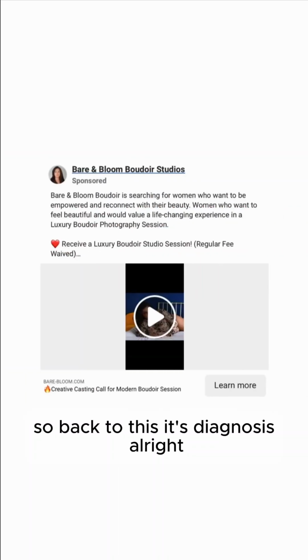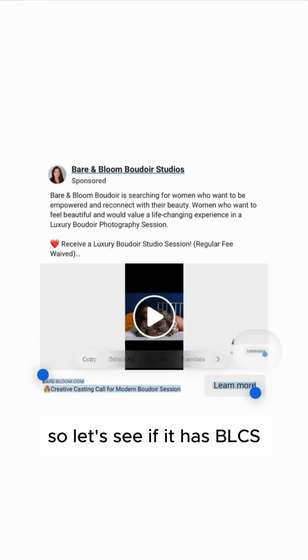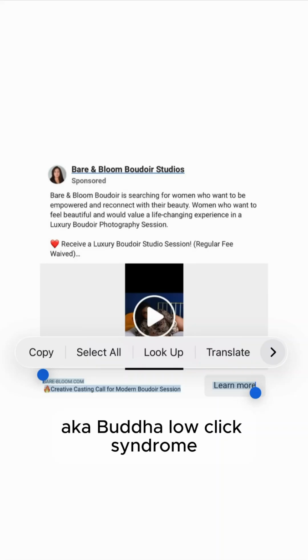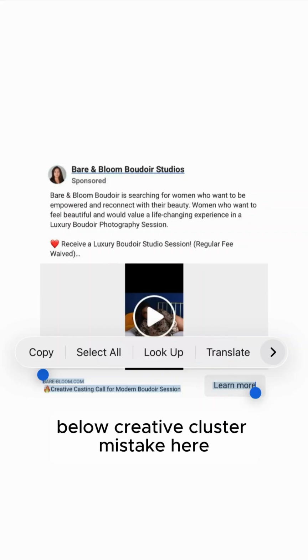So back to this. Let's diagnose this. All right, so I'm going to see if it has BLCS. See if we believe it has BLCS, aka Boudoir low click syndrome. So we've got the below creative cluster mistake here.